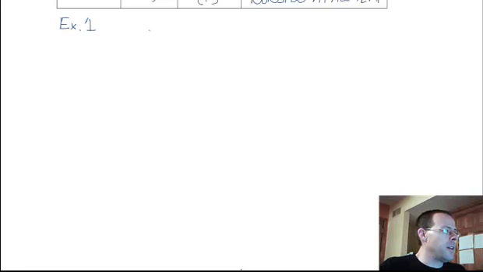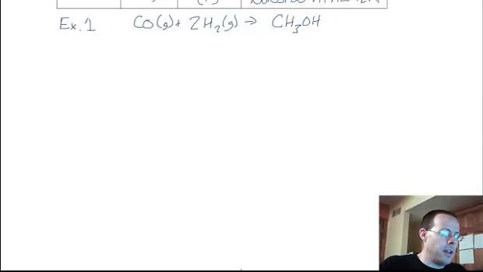So example number 1, and we're going to do carbon monoxide gas plus 2 hydrogens, and they're going to be in the gas phase, are going to yield, let's see, what are they going to yield? They're going to yield methanol. And methanol is going to be a gas as well. And all this is happening at 25 degrees Celsius. What is the 25 degrees Celsius good for? It just means the standard condition.